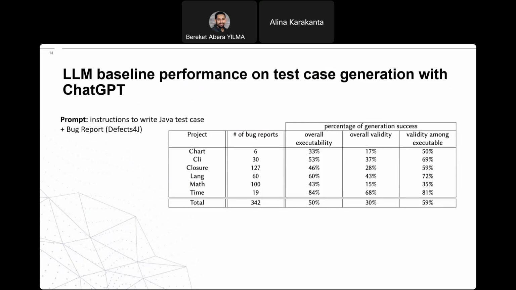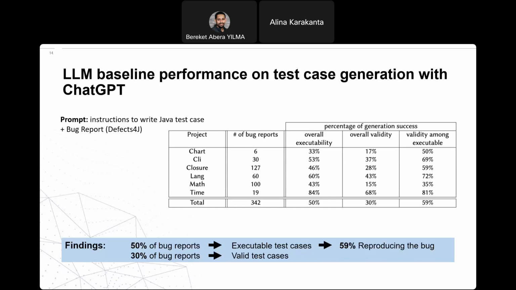So in general, what we found is that for 50% of the bug reports, ChatGPT was actually able to translate them into an executable test case. Overall, we had 30% of the bug reports that got directly translated into valid test cases. So the first challenge is to really get executable test cases. But once you have executable test cases, then actually 59% of those were really reproducing the bug. So this can already significantly help to automatically address half of the bugs. If you can address half of the bugs automatically, this would already be a huge gain.